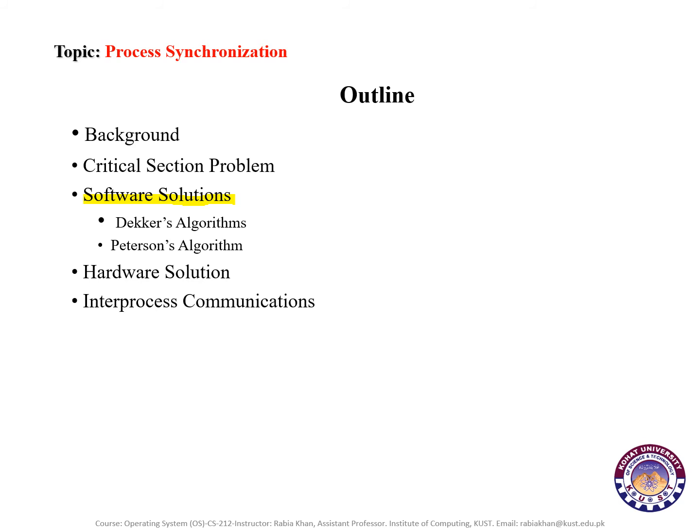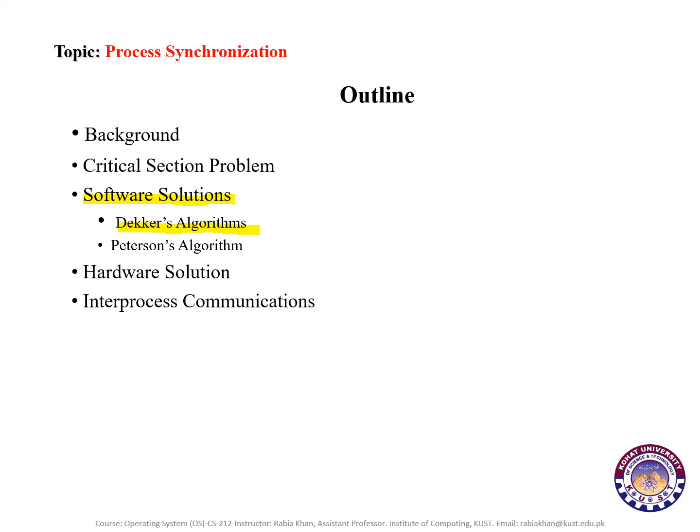The first solution within the software solutions is Dekker's algorithms. Different algorithms have been proposed by Dekker. So we need to explore those algorithms and find out how the conditions for the critical section that we have already evaluated in the previous sections are implemented in Dekker's different algorithms, how they are implemented and what conditions are not being met.